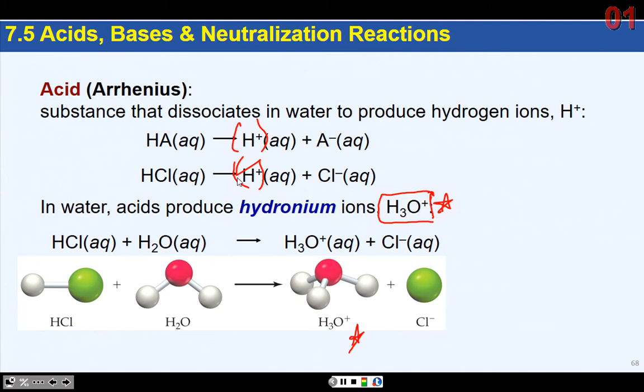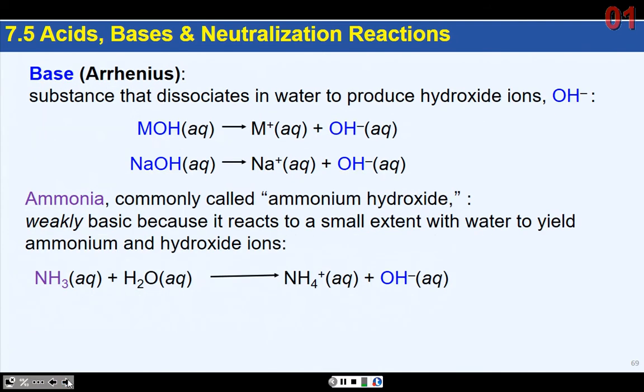Then, what's a base? The bases are substances that dissociate in water to produce hydroxide ions. One common example of bases are things that have a metal, M representing metal here, with hydroxide. Metal hydroxides dissociate to make a metal cation and a hydroxide anion, both of which are soluble. But if you remember the solubility rules, not all hydroxides are soluble. Those from group 1, such as sodium, are certainly soluble, and so they separate into aqueous ions quite nicely.